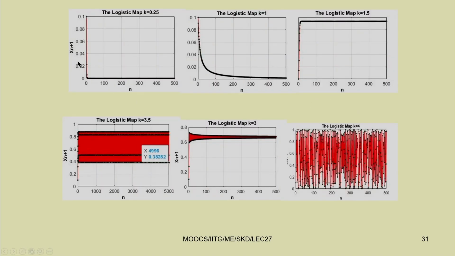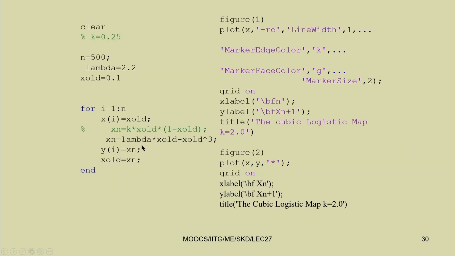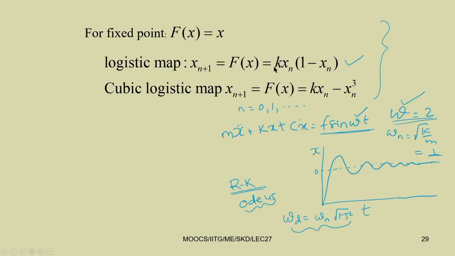Here we have plotted this logistic map, taking k equal to 0.25, starting with x 0. We have taken 500 iterations, so n we have taken equal to 0 to 500. You can see, in that logistic map by taking k equal to 0.25, this equation will reduce to 0.25 into x n into 1 minus x n.